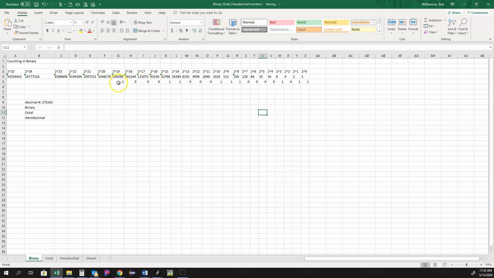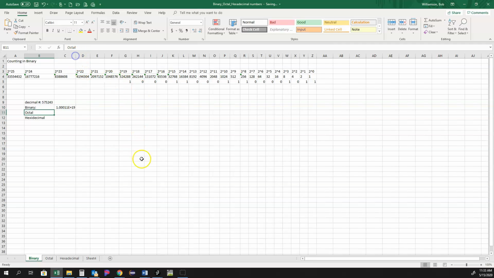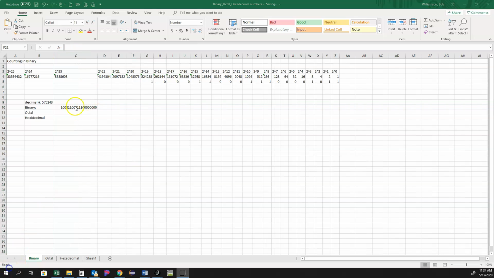Okay, so this here now is my binary number for my decimal value of 575,243. So let's put that one right here. 1 0 0 0 1 1 0 0 0 1 1 1 0 0 0 0 1 0 1 1. Okay, there. Let's make that large. So here's our binary number for our 500,000 number.